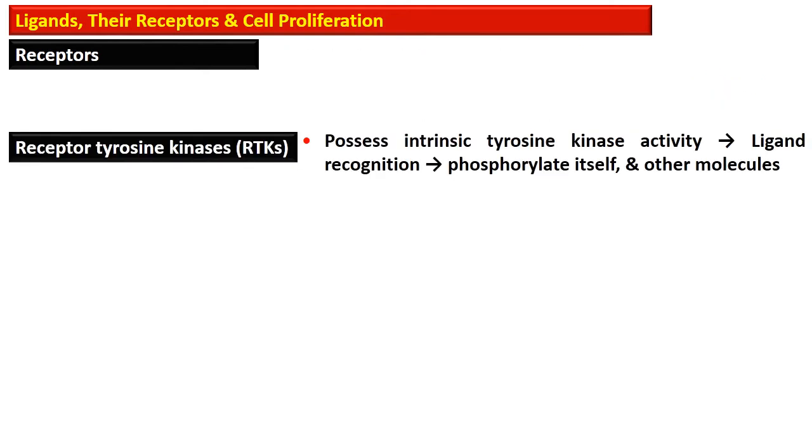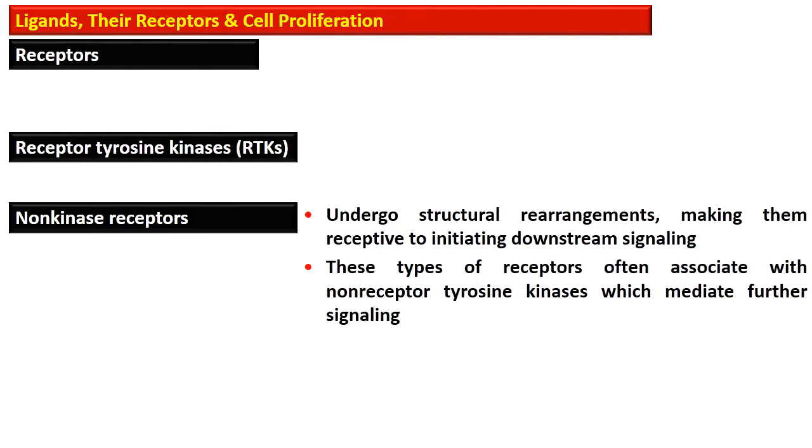The receptor tyrosine kinase possesses intrinsic tyrosine kinase activity. After binding and recognition, they phosphorylate themselves and other molecules. The non-tyrosine kinase receptors undergo structural rearrangement, making them receptive to initiate downstream signaling. These types of receptors, the non-kinase receptors, often associate with non-receptor tyrosine kinases, which mediate further signaling.